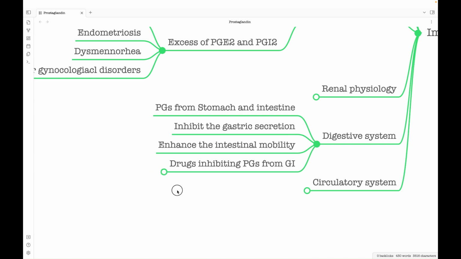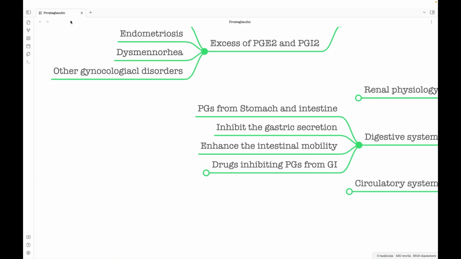But there are also drugs which can inhibit the PGs from the GI tract, and those drugs can obviously cause some disorders, generally ulcers. Why? Because if we take drugs which inhibit these prostaglandins secreted from the stomach and intestine, then there will be increased gastric secretion, because these PGs inhibit gastric secretion. So if we take drugs which inhibit these PGs, there will be more gastric secretion and less intestinal motility, and that will ultimately cause the ulcer.